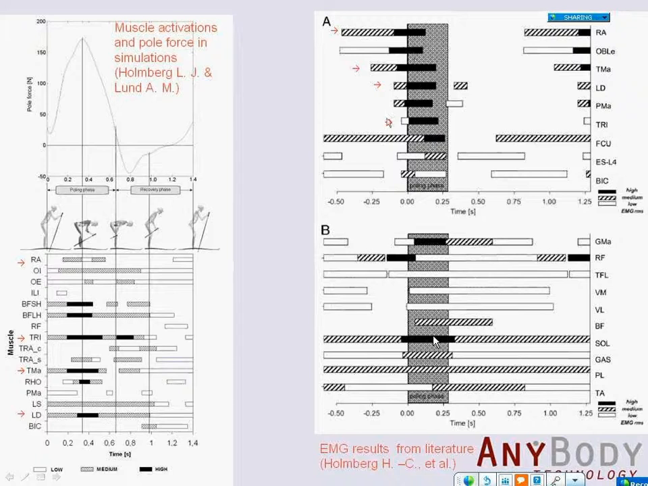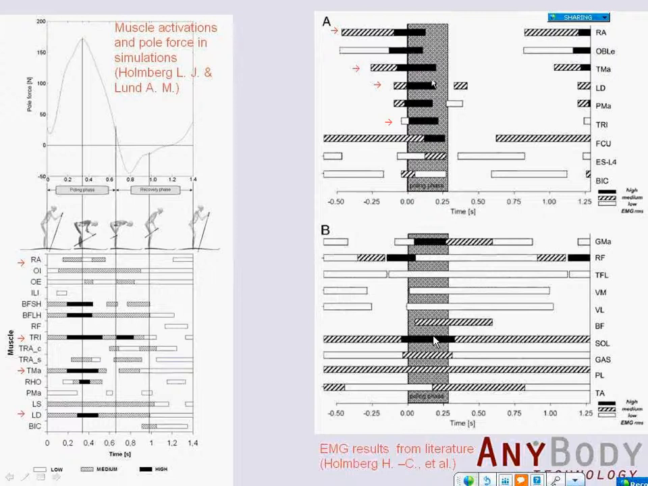Let's move on to another muscle, latissimus dorsi, also around peak pole force, and actually largely activated during the whole movement, but a lot during the whole pulling phase, and also after the pulling phase. And this is also the case for the roller ski study, where I have some other medium activation after the pulling phase. So that is the latissimus dorsi.